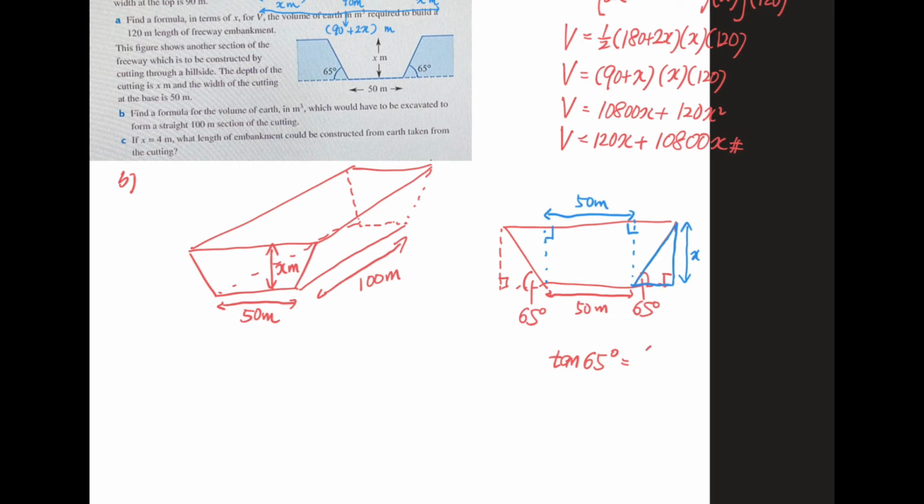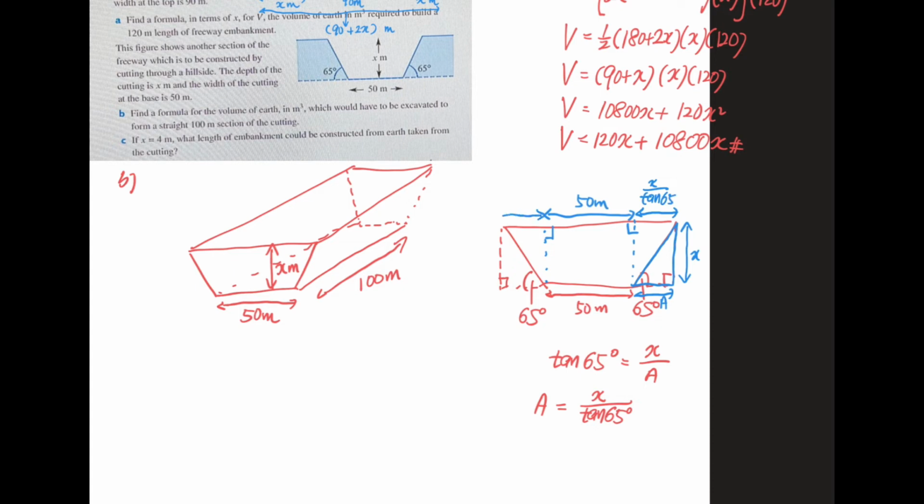Okay, so opposite x over adjacent. Okay, now I want to find out adjacent basically. So adjacent equal to x over tangent 65 degree. So I get the adjacent. So the adjacent that I mean is actually this adjacent. This is the adjacent. Here to here is the adjacent. And because of that, here will be the same value. That is going to be x over tangent 65.